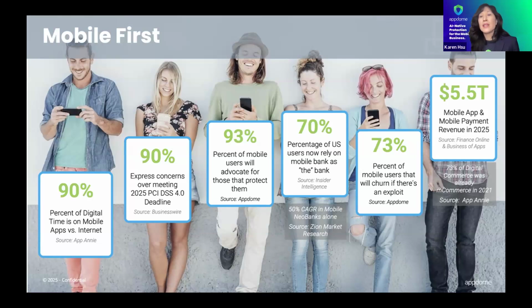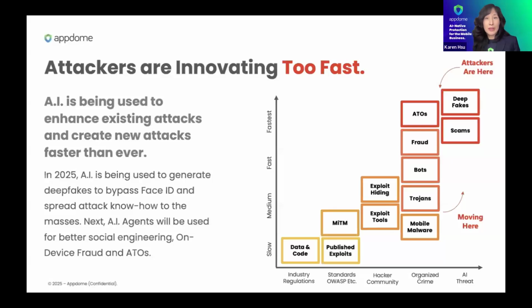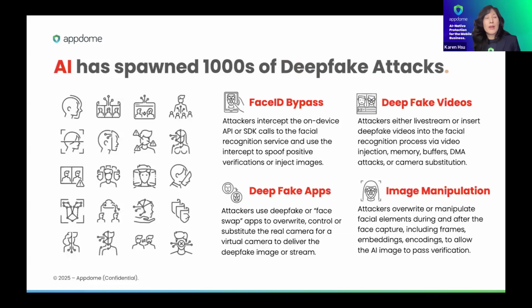Conversely, 73% say they will churn if there is an exploit. That is where attackers are coming in very quickly, using AI to create attacks that are more sophisticated and faster than ever before. They're using newer techniques, deep fakes for example, and social engineering scams that we'll double click on. These attackers are using AI to spawn thousands of deepfake attacks.